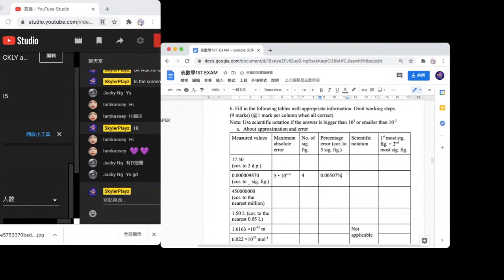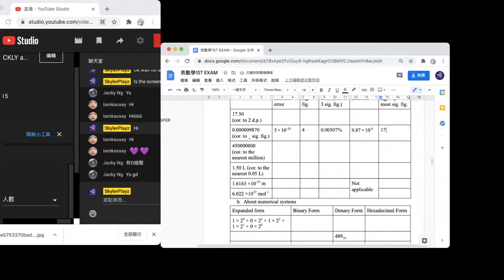Express this number in scientific notation. Okay, so here is negative 9, negative 8, negative 7, negative 6. So 9.87 times 10 to the negative 6 power. The first most significant figure is 9, the second most is 8. So we add them together and the answer is 17.